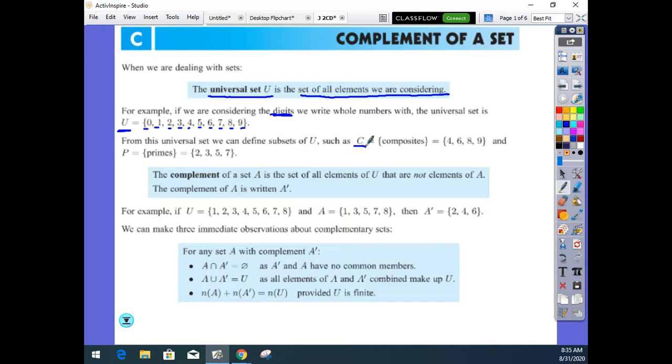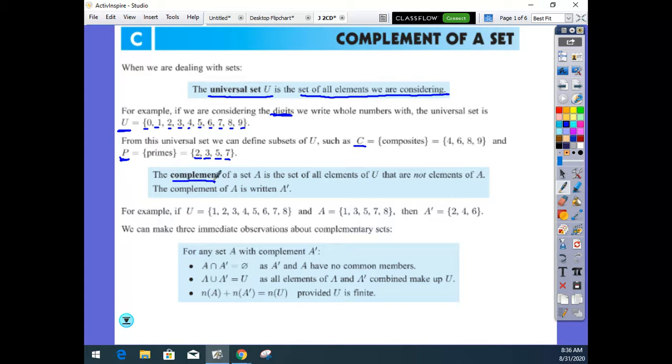Composite numbers are numbers that have factors other than 1 and itself. Prime only has factors of 1 and itself. All right. Prime numbers, we always start with 2. We never go lower than 2. 2 is the smallest prime number.